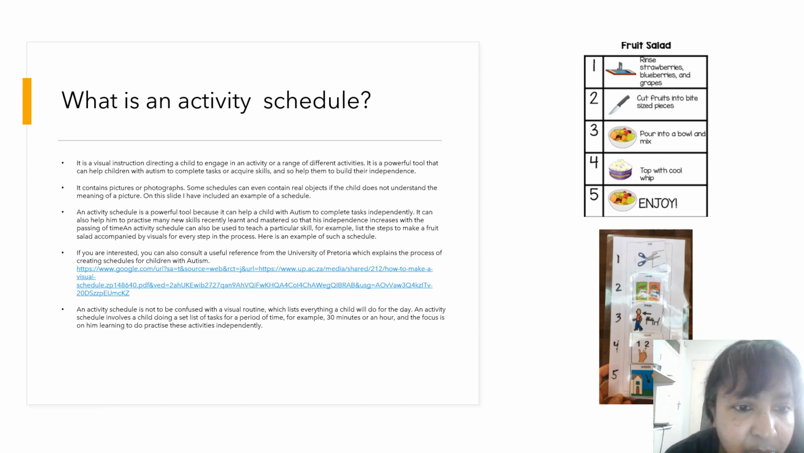A visual routine would normally list everything that the child does for the day, whereas an activity schedule involves a child doing a set list of activities, maybe 2 or 3 activities, for a fixed period of time, for example 30 minutes, or for an older child an hour. And the focus is on the child learning to practice these particular activities and to do them independently.